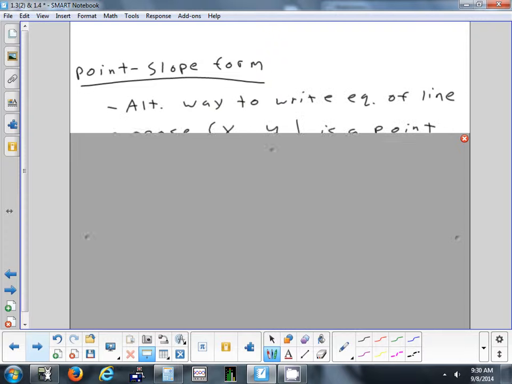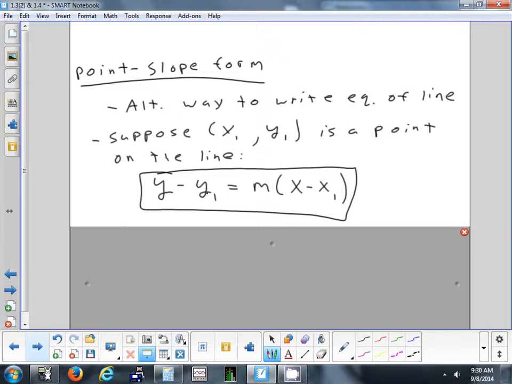Okay. There's another form of the equation of a line. It's called point-slope form. That form is useful when they give you a point and a slope to start. It's y minus y1 equals m times x minus x1. So you still have to find your slope. It's just in this form you can avoid your y-intercept. You don't have to find it.